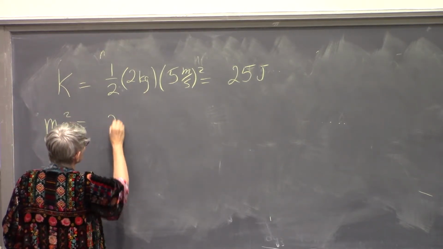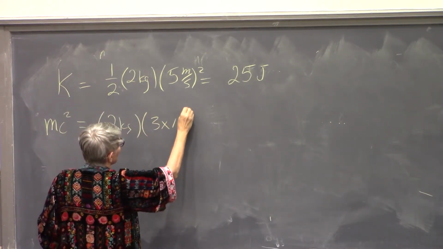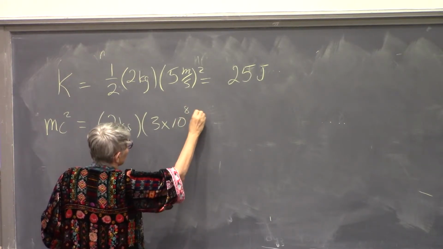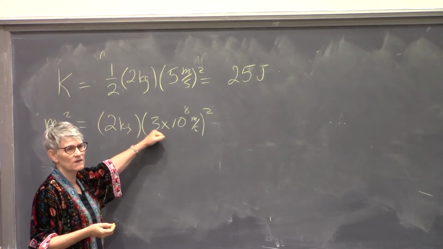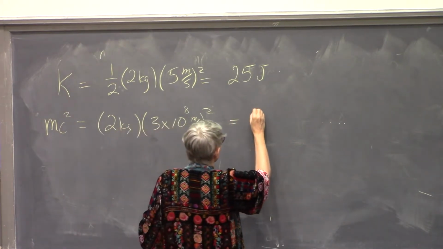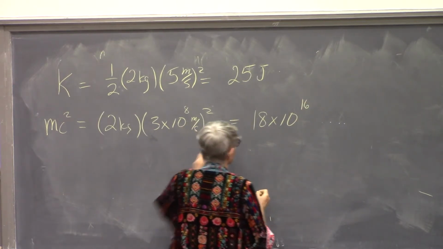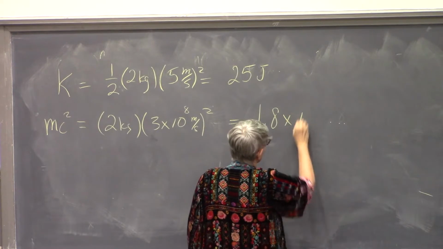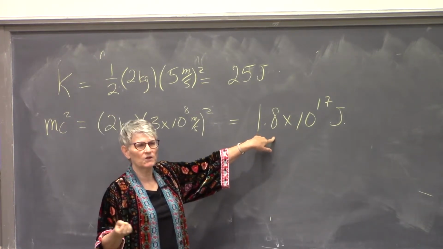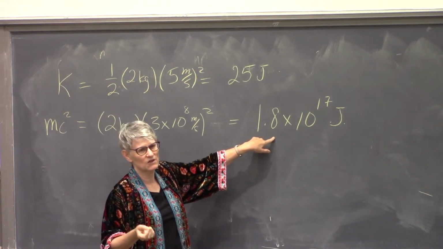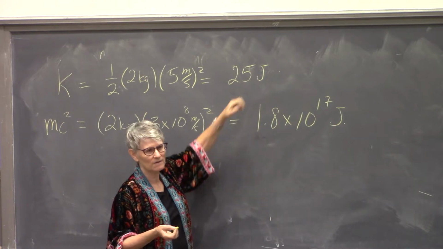Its rest energy is 2 kilograms times 3 times 10 to the 8th meters per second, squared. So squaring this is 9 times 10 to the 16th. So we have 18 times 10 to the 16th, so 1.8 times 10 to the 17 joules. For the fast-moving electron, we saw that its kinetic energy was bigger than its rest energy, but for this slow-moving ball, its rest energy is huge compared to its kinetic energy.